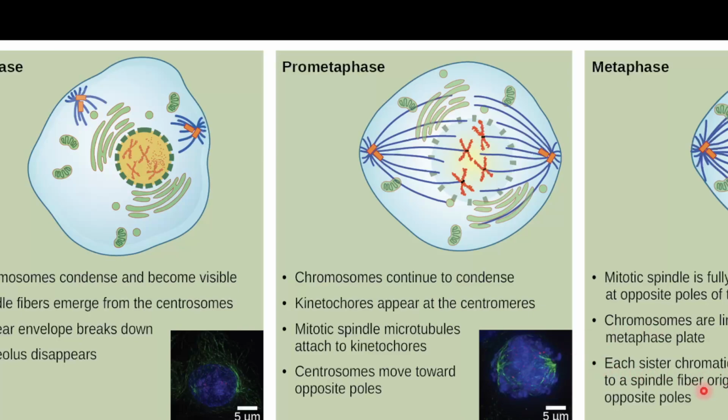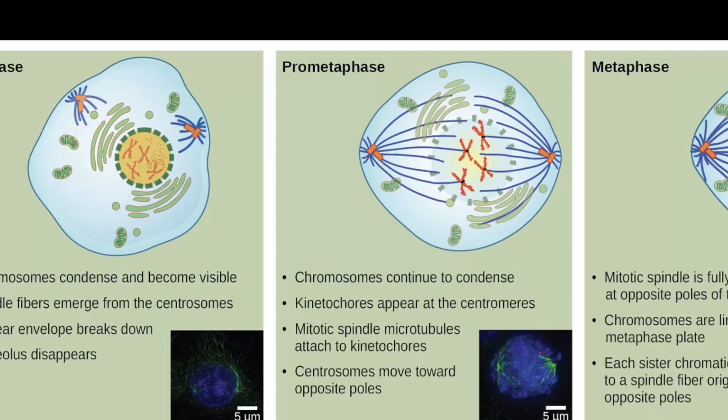Each sister chromatid is attached to a spindle fiber originating from the opposite poles. So a single spindle fiber attaches to only one kinetochore on one side of a chromosome, and from the opposite pole there is another spindle fiber attaching to the other side of the chromosome, so that they do not attach to a single side rather than two opposite sides in a chromosome, right?